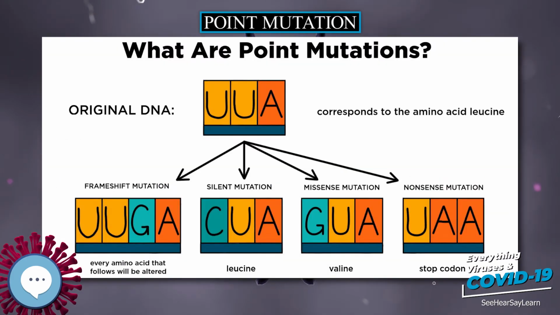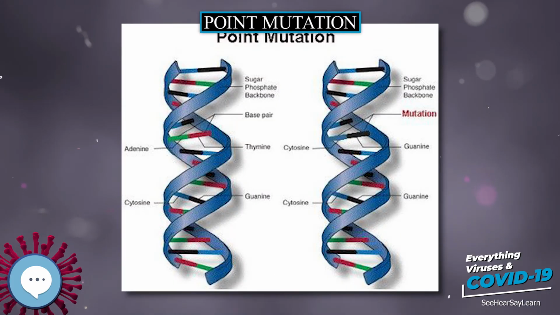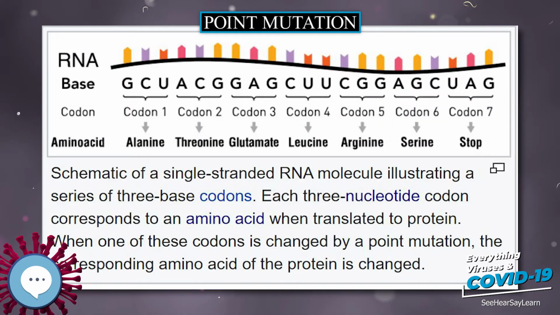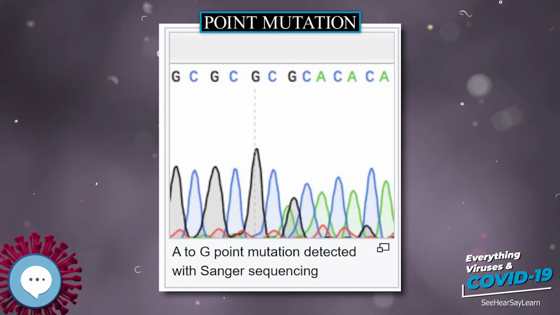Silent mutations code for the same amino acid, a synonymous substitution. A silent mutation does not affect the functioning of the protein. A single nucleotide can change, but the new codon specifies the same amino acid, resulting in an unmutated protein. This type of change is called synonymous change since the old and new codon code for the same amino acid.